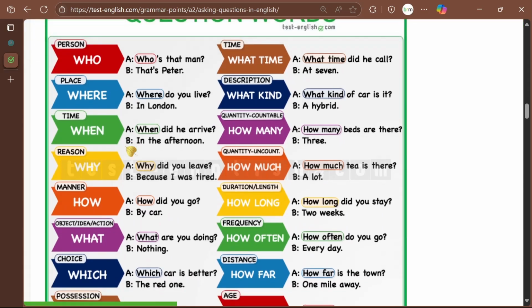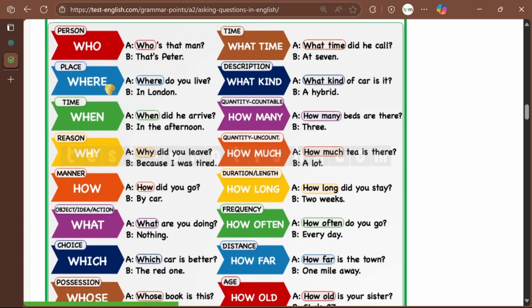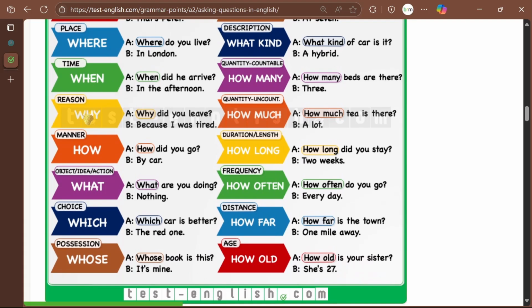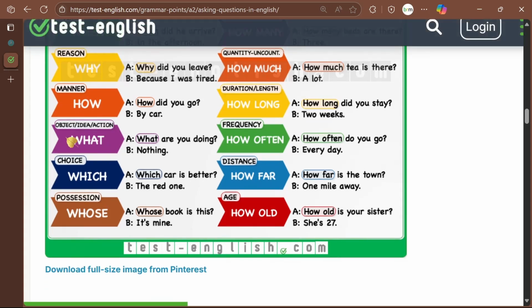Question words, you see who, where, when, why, how. I think you're quite used to these words, right? Let's just go through them. Who talks about a person. This is different from the relative pronoun who. Okay? Who, place, where, okay, time, when, reason, why. Manner, the way you do something is how, right? The object or action is what. What could be many things, yeah. Objects.